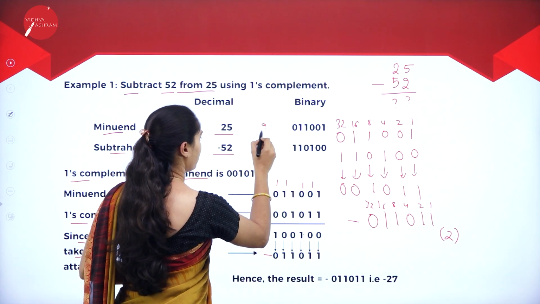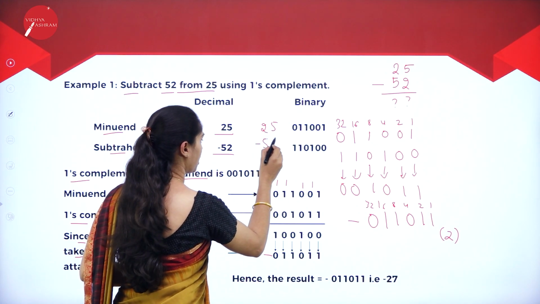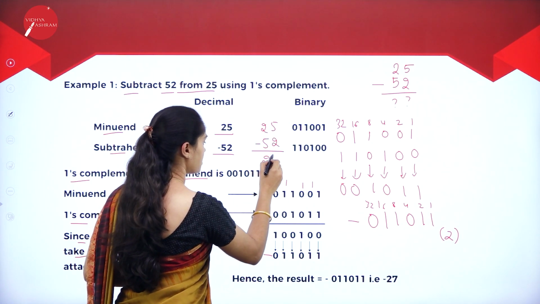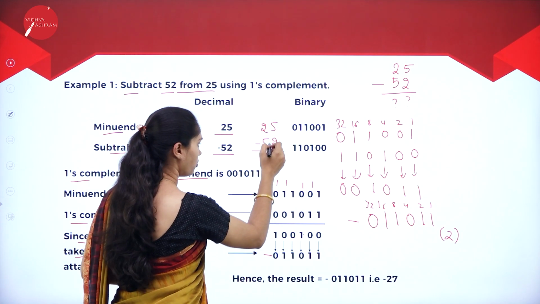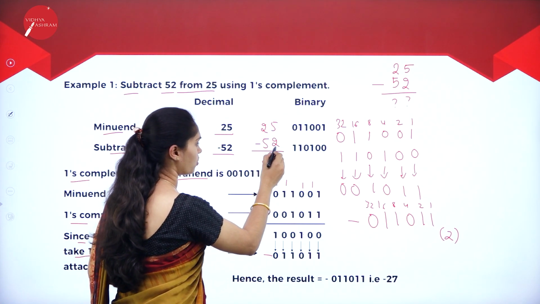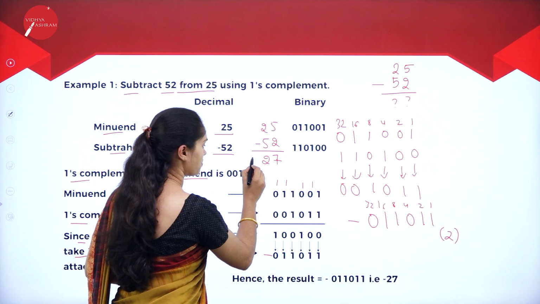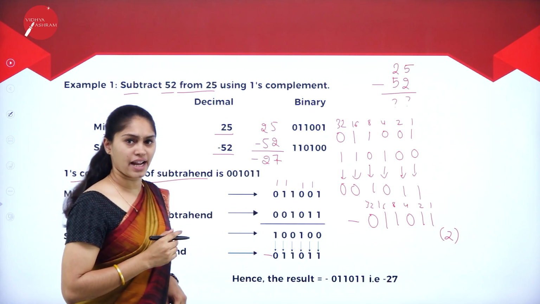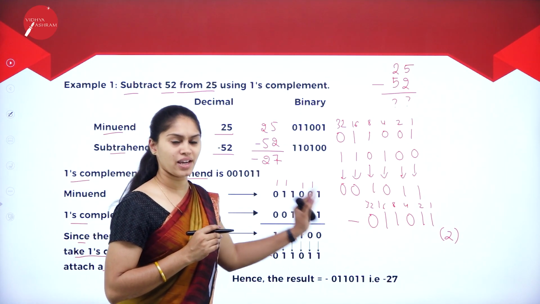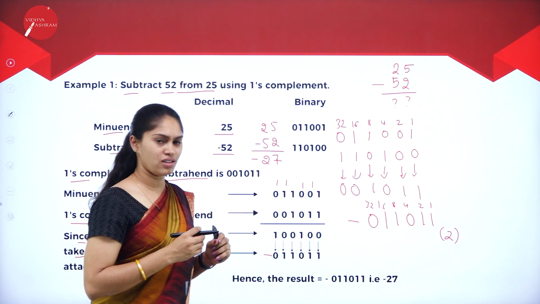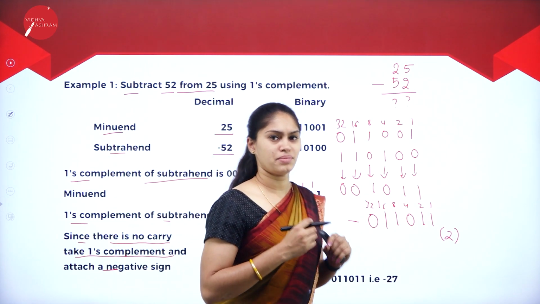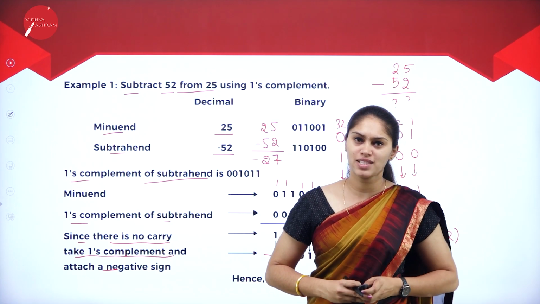That is 27. Which is the highest value? That is 52. What is the sign of 52? That is minus. So we have to put the sign over the answer. Okay. This is how we have to solve the given binary number subtraction by making use of ones complement.